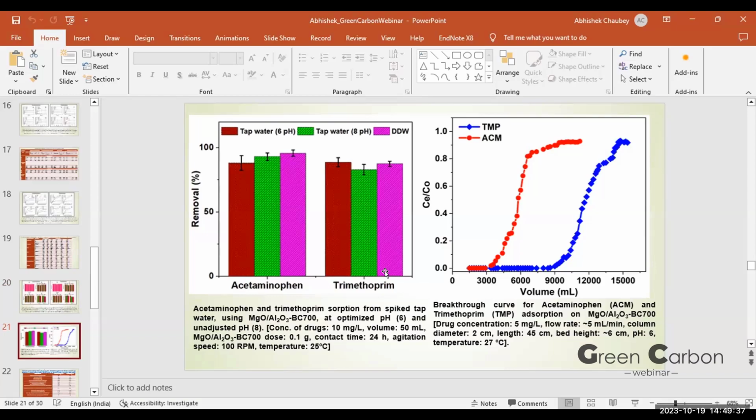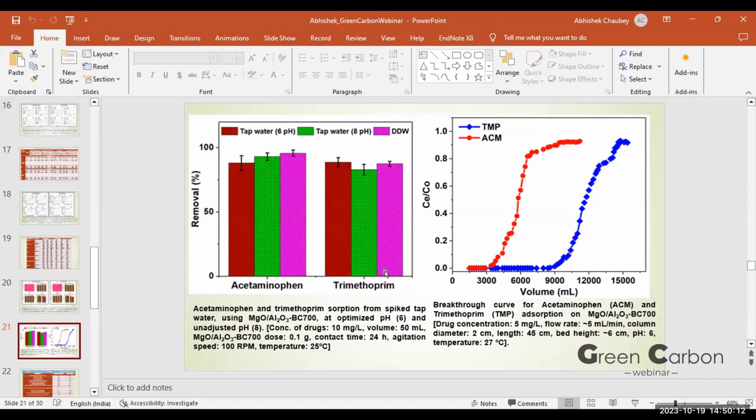Overall, if you see the pH study, we performed all studies at pH 6, which was optimized using the pH study. And the tap water has a pH of 8. So we performed the sorption study at the optimized pH of 6, as well as at the unadjusted pH, which was the natural pH of tap water. And we found it was more or less okay compared with double distilled water, meaning the original results we got in the pH study remain the same in the presence of different competing ions.